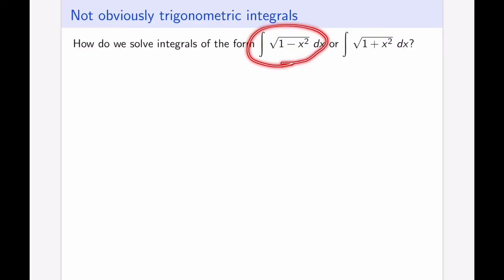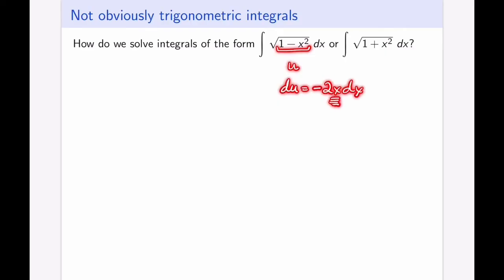There's nothing I can substitute for, because what I would really like to substitute for is the inside of a square root. But if this is my u, then my du is going to be minus 2x dx. And I don't have this extra factor of x anywhere in this integral, which means that the substitution will not work. Well, what else is there to try? There is nothing that will help me break apart this integral at all, so my other attempts at simplifying are stopped before they can even begin.